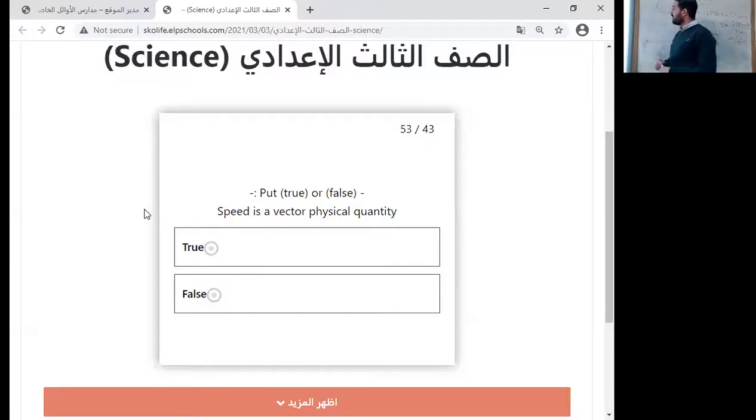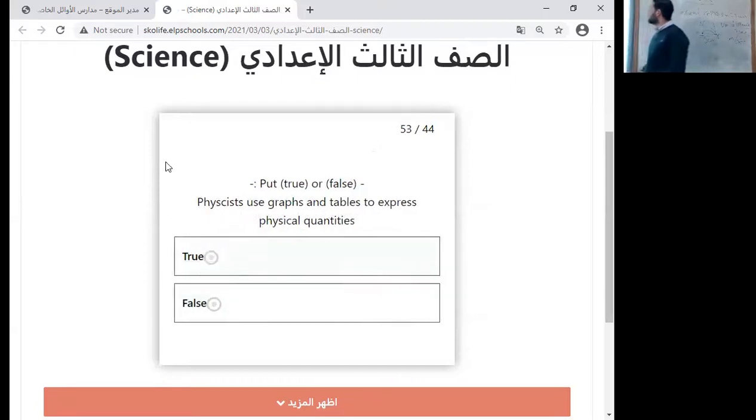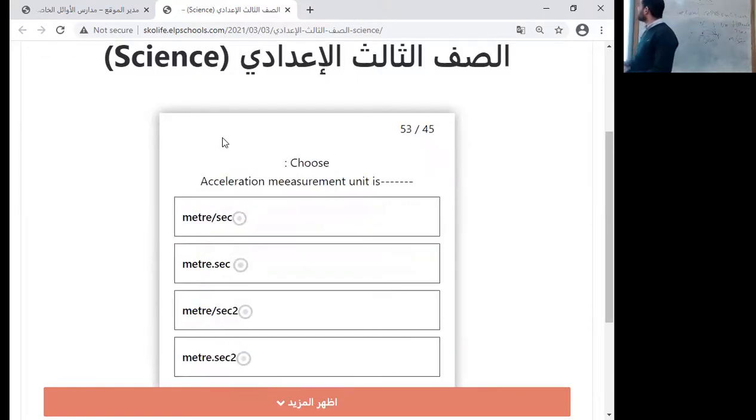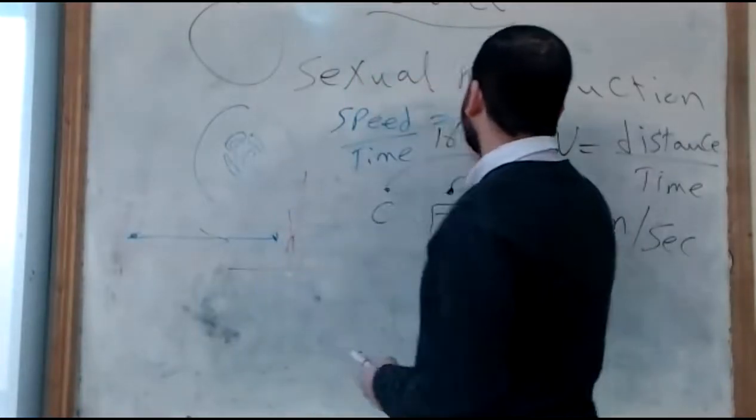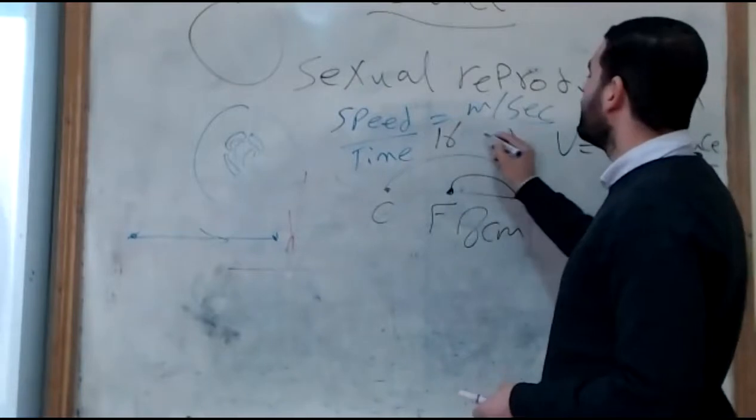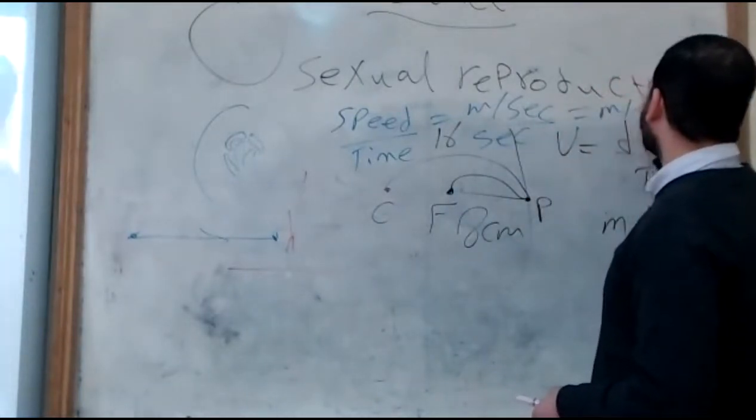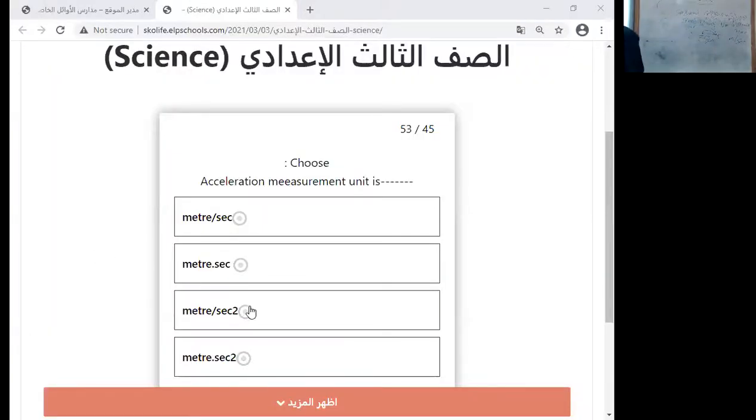Speed is a vector physical quantity. The answer is false. Velocity is a vector. Physicists, the scientists of physics, use graphs and tables to express physical quantities, and to show relations between physical quantities. True. Acceleration measurement: we must know that acceleration equals speed over time, while speed is measured in meter over second, and time is measured in second, so it equals meter per second square. Yes, meter per second square.